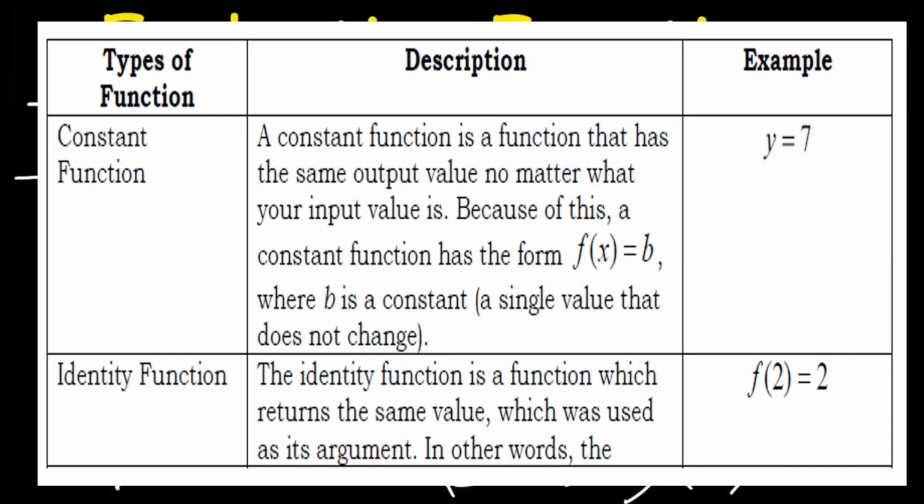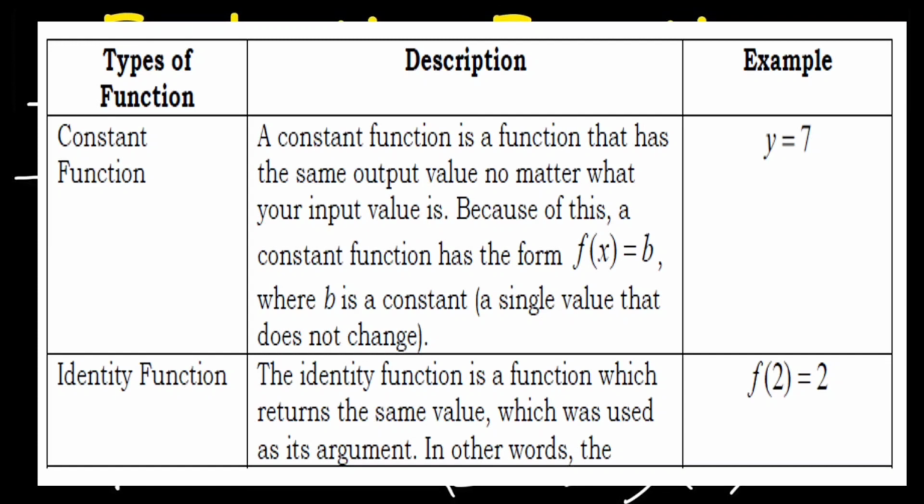Constant function. A constant function is a function that has the same output value no matter what your input value is. Because of this, a constant function has the form f of x is equal to b, where b is a constant, which is a single value that does not change.